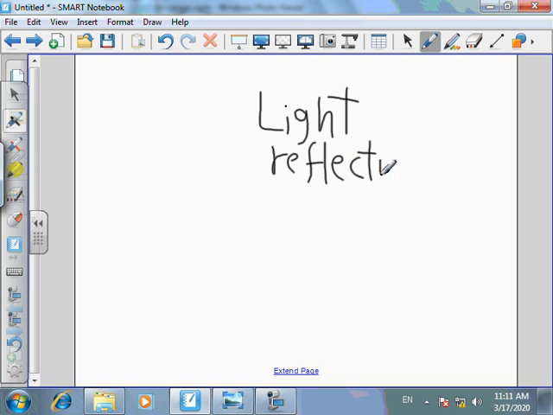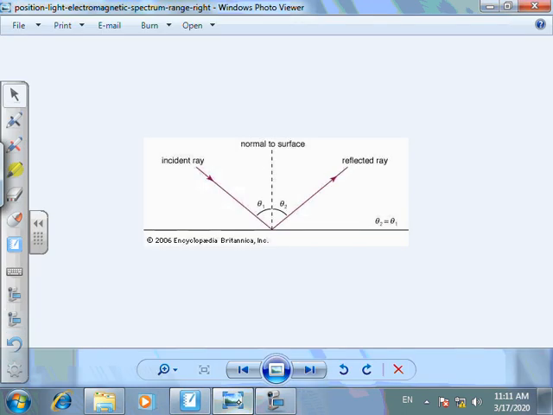Have you ever asked yourself, how can I see my image in the mirror? How can I see my image on the water surface? How can I see the objects around me? All these questions have the same answer: it is due to light reflection. What is the meaning of light reflection? Light reflection, as we see here in this image, is reflecting back of light rays.